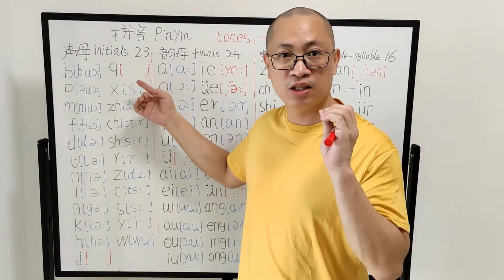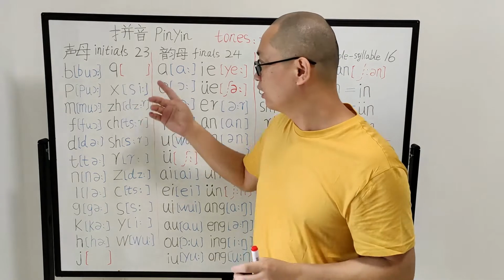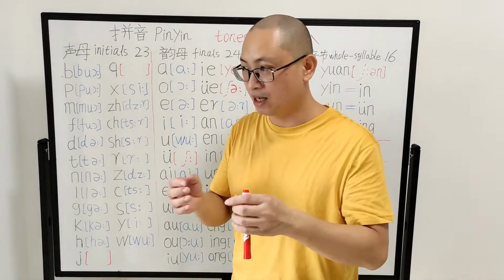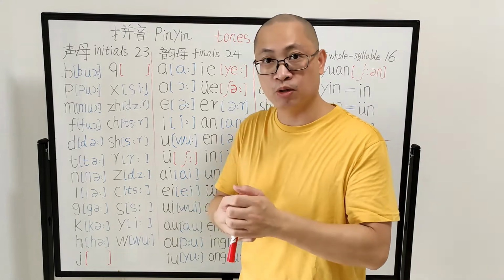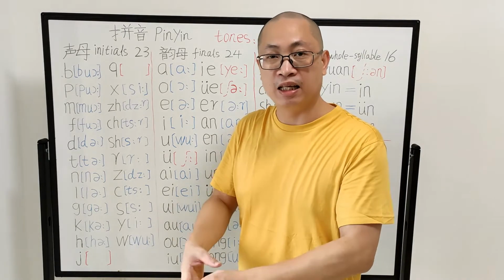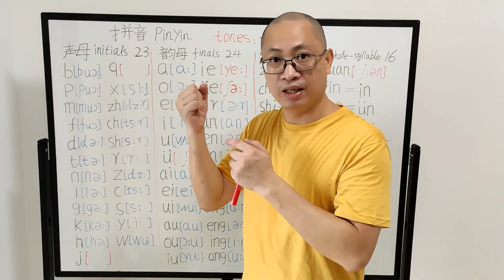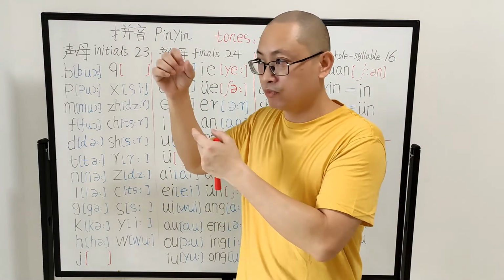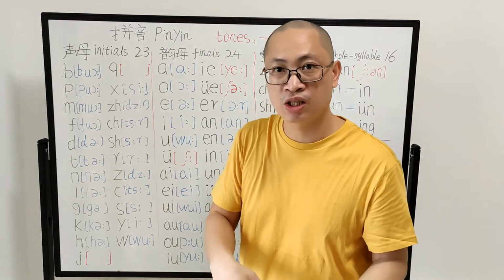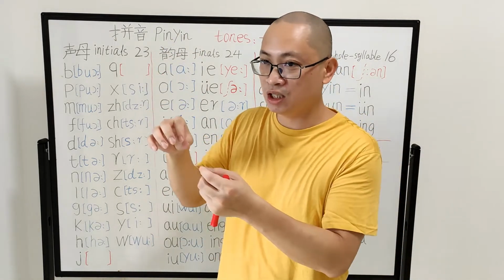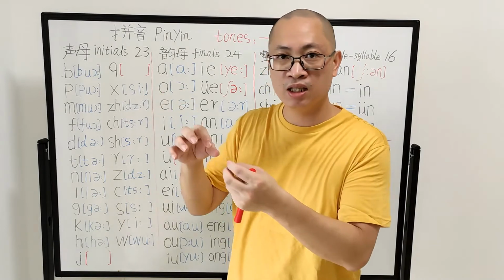Chi. This sound is just like the air leaking out of a big opening in a sharp movement. For example, the air leaks out of a tire. Chi, chi, chi.